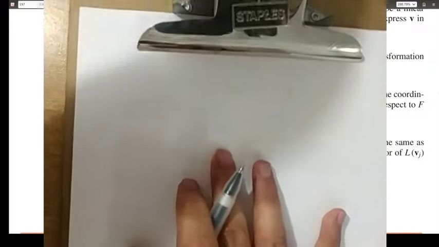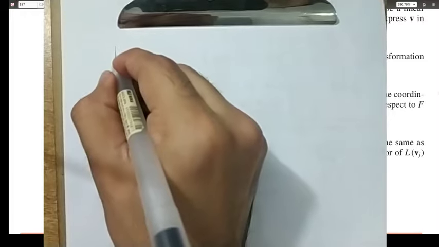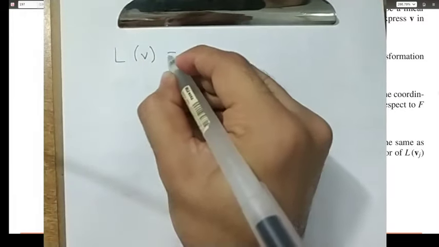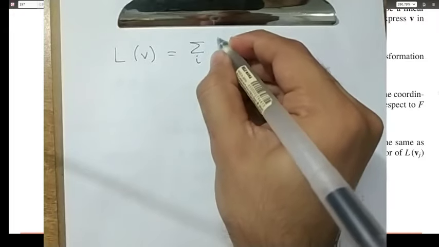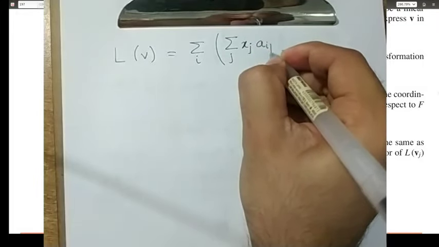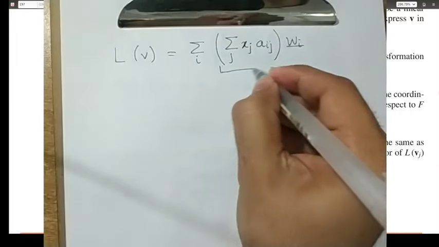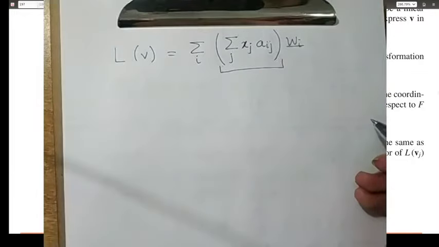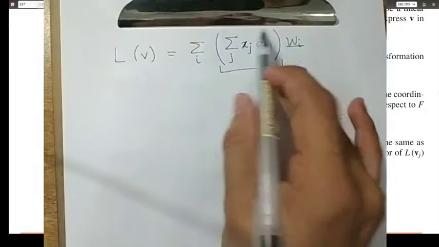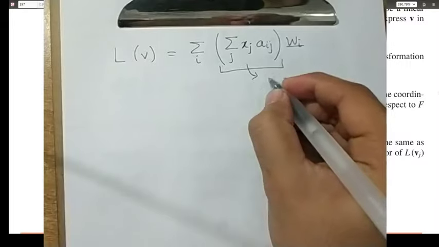And so what we have essentially is the following. We have represented L of v as summation over i, summation over j of xj aij wi. Now notice that taken together, this is just a constant. For every i, this is just a constant. So if you fix i, you first sum over j, and then you take the rest. So these can be expressed as yi's.